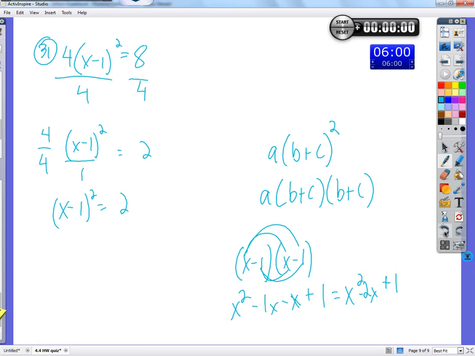So what if we took the square root of both sides? Would the square root of x minus 1 squared be x minus 1? Okay, we need to be able to justify that. How do we know that x minus 1 is the square root of x minus 1 squared? This times itself is that thing, right? The original thing we took the square root of. So we need to take the square root of the other side, square root of 2.